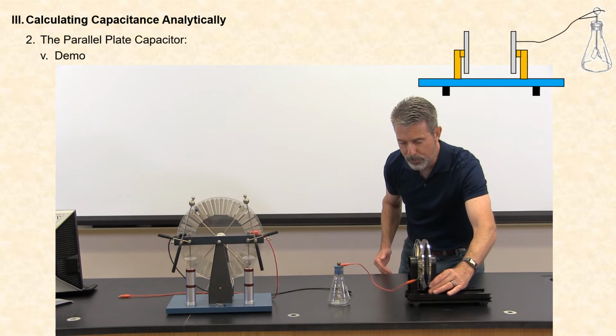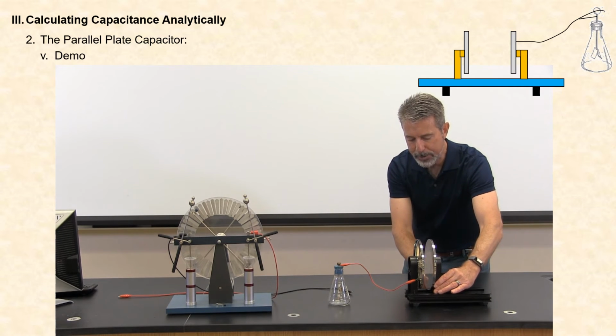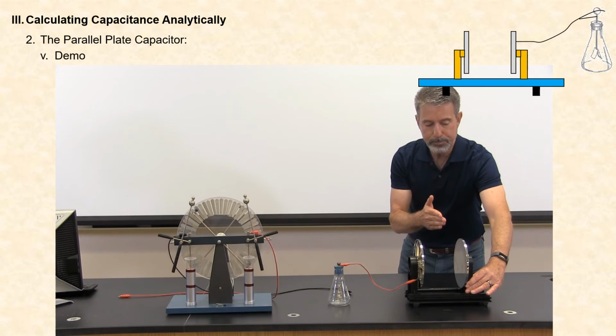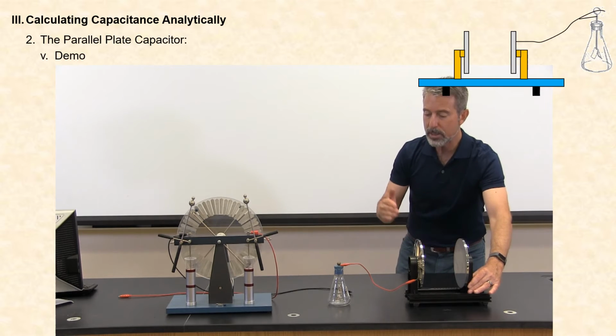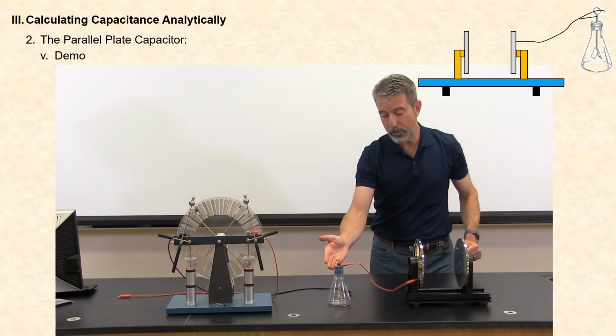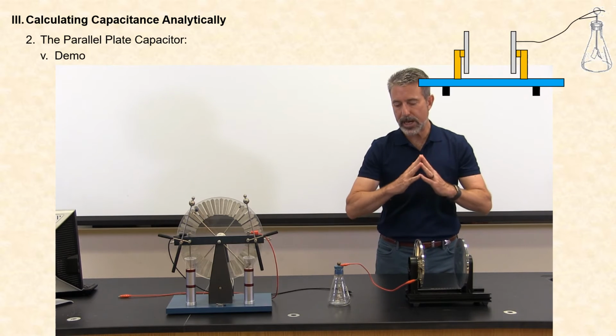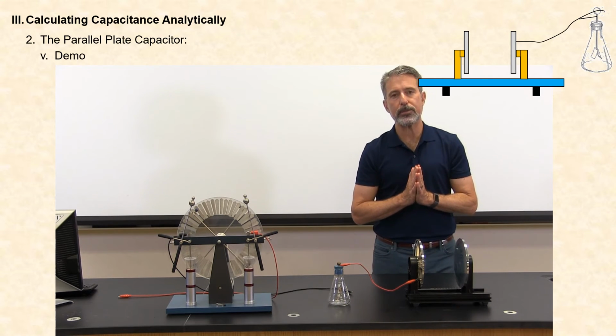When I move the plate in the opposite direction, the plate spacing increases, the capacitance goes down. That means that the charge on the plate goes down, more charge is on the electroscope, and that is why the electroscope leaves diverge, why they go apart.